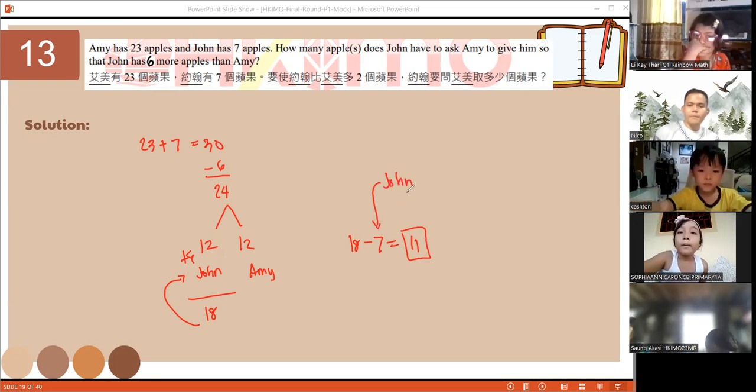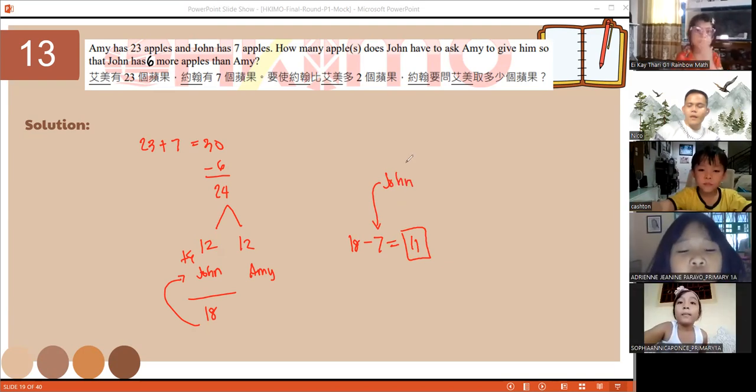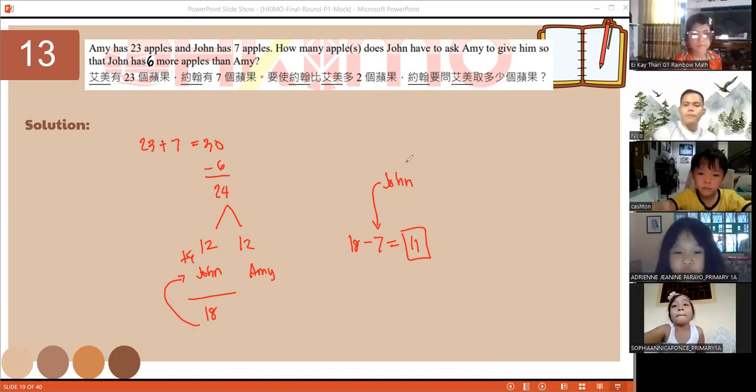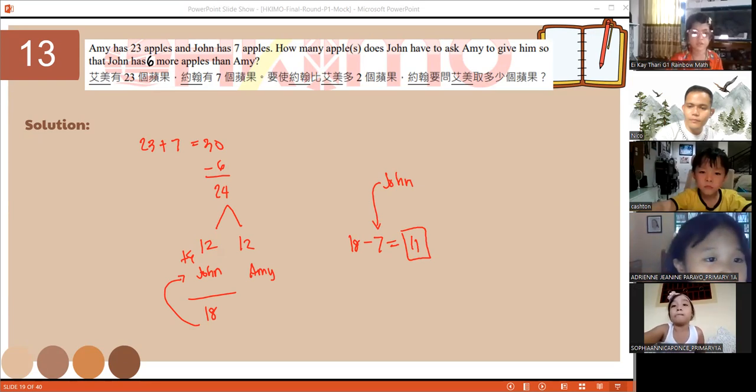Right? Please stop saying 1 or 2 and 11. They're already spamming the chat box. Can you stop spamming the chat box? Hello, everyone.